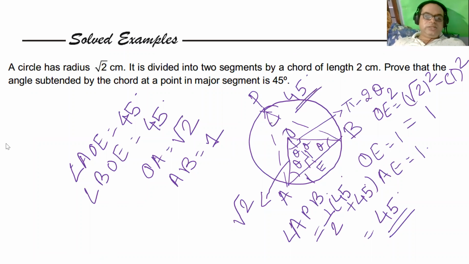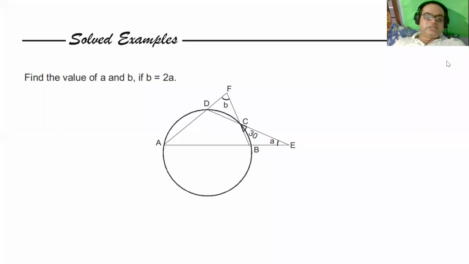किसी को कोई डाउट नहीं है? चलो ठीक है, तो let us move further. The next question is this one. Now you have to solve this question. You have to give me the value of B and A, and I am being given one condition here that B is equal to 2A.